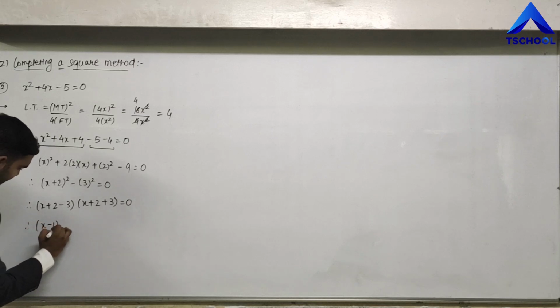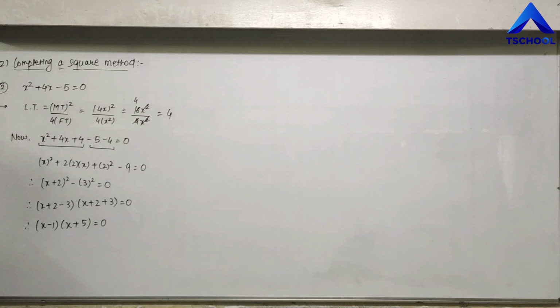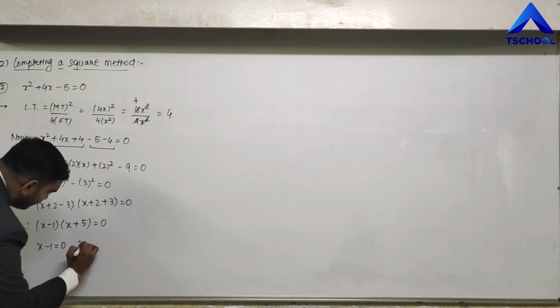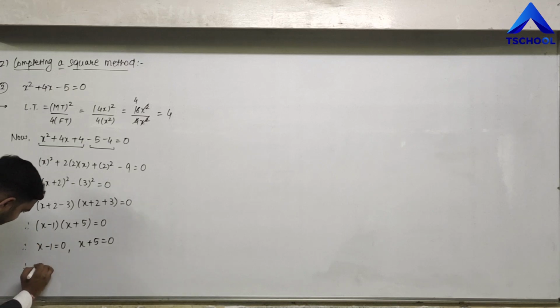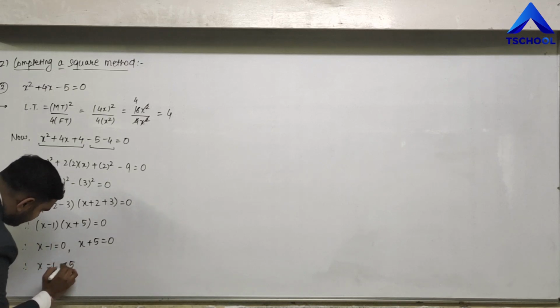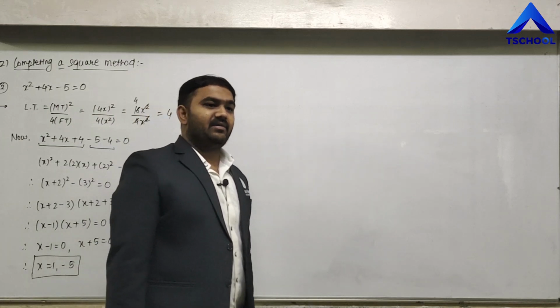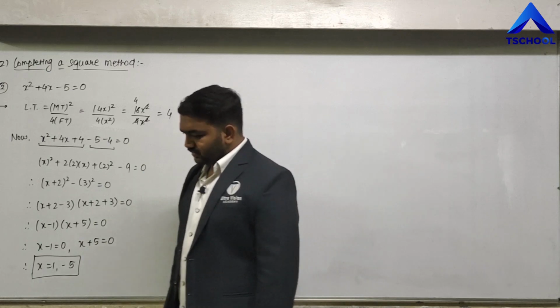Therefore we get x minus 1 into x plus 5 is equal to 0. Therefore x minus 1 equal to 0 or x plus 5 is equal to 0. Therefore we can say that x equal to 1 or minus 5, right? So the solution of the given equation is 1 comma minus 5, or the roots of the given equation are 1 and minus 5. Is it clear, friends? So this is how you can solve it by completing a square method, right?